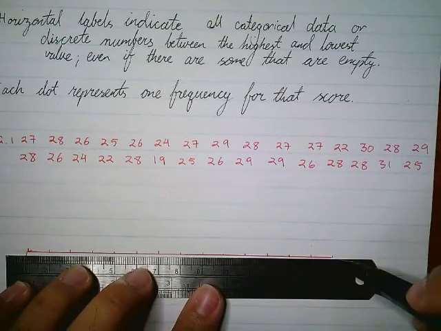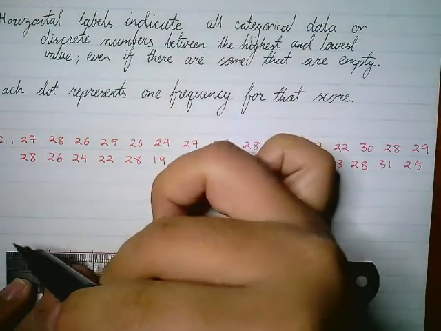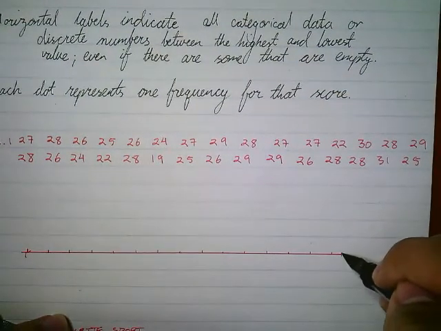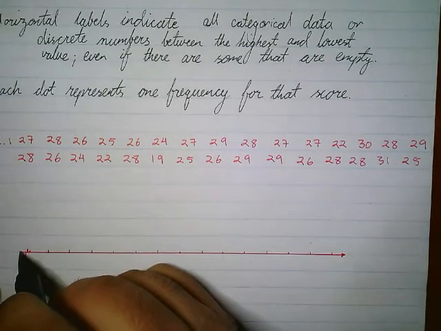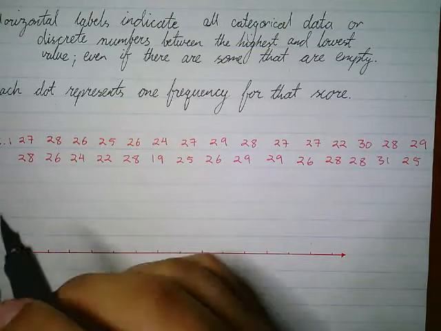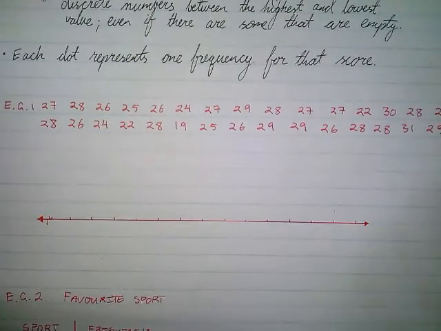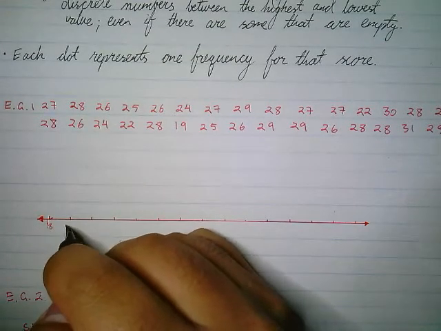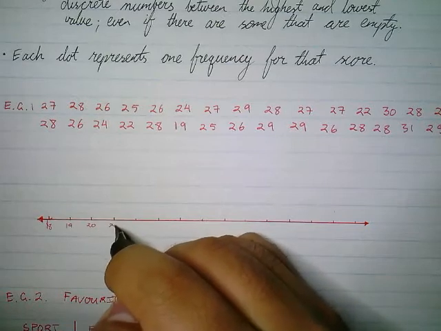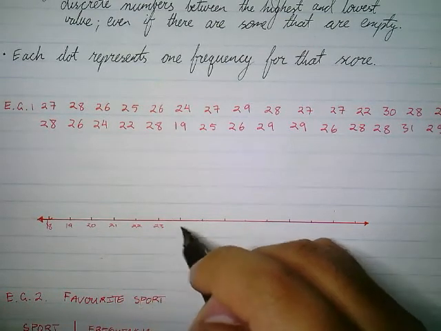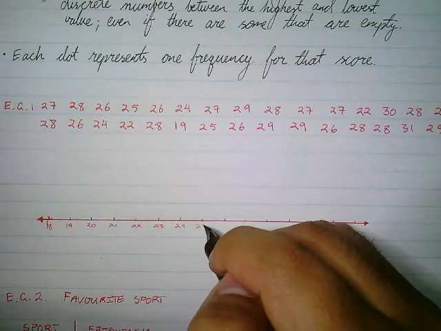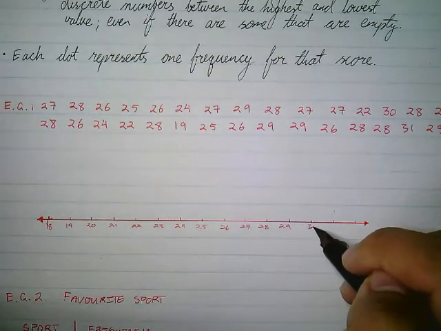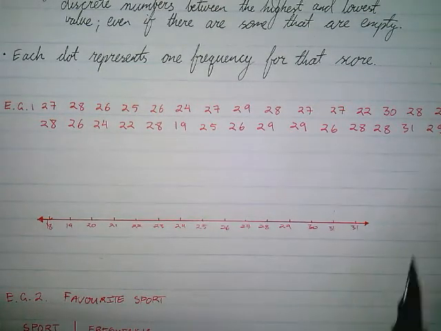And just to make it a little bit neat, and as you know, number lines can extend until infinity in both directions. So you should indicate that these two lines actually do extend on and on, just like that. Okay, and here, let's start labeling our numbers. So we said it's from 18, 19, 20, 21, 22, 23, and so on, 24, 25, 26, 27, 28, 29, 30, 31, 32.